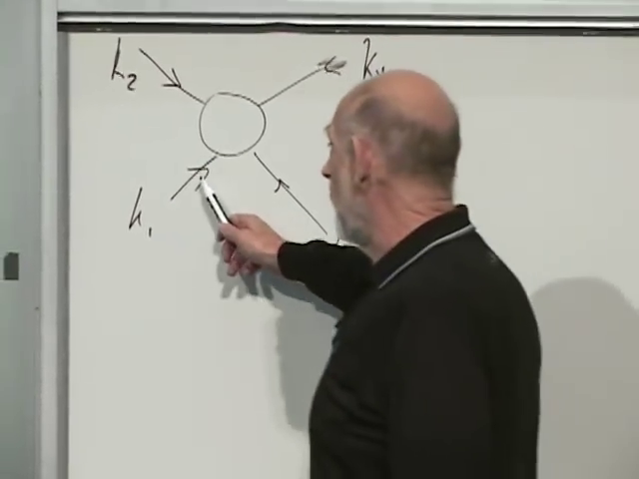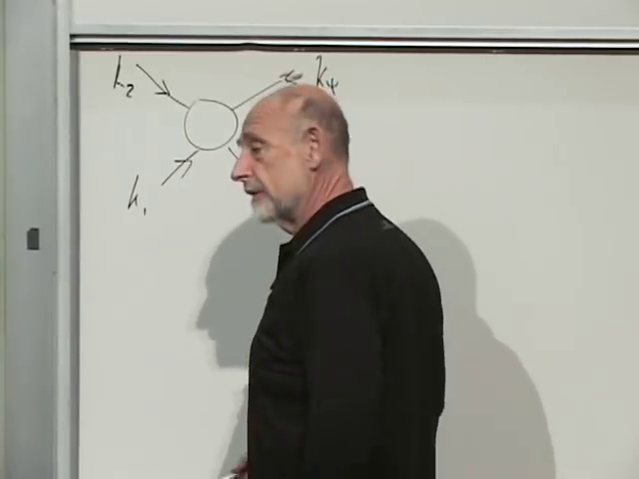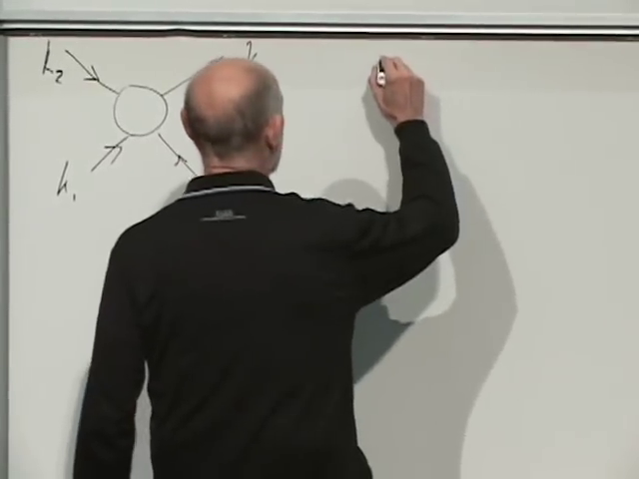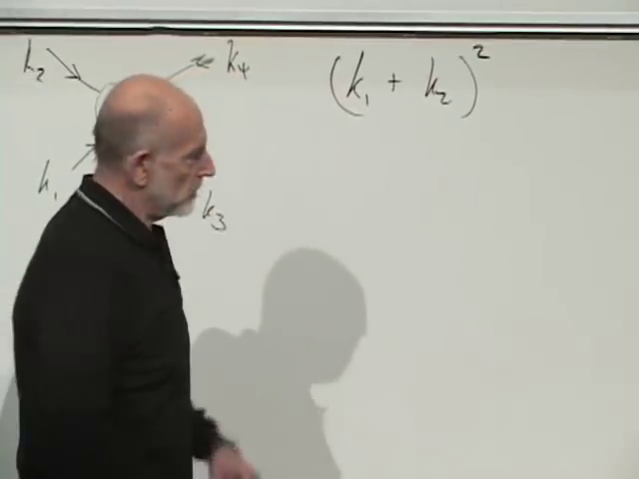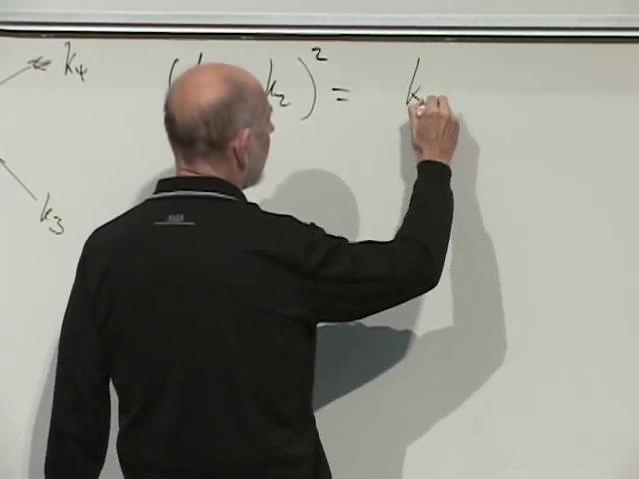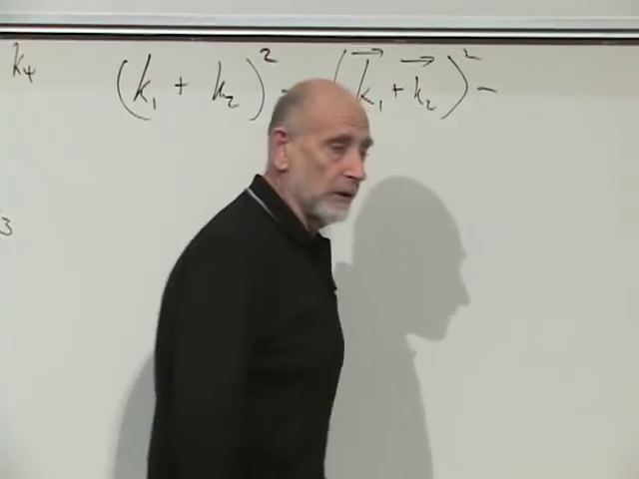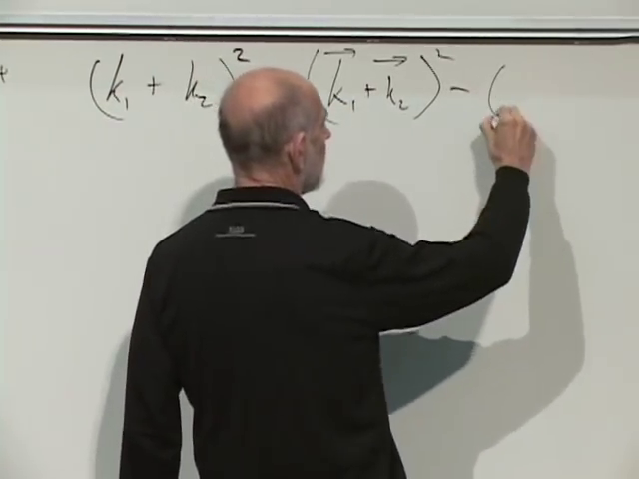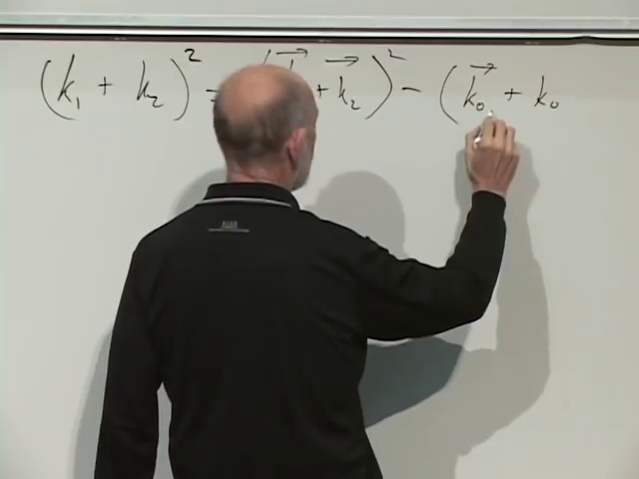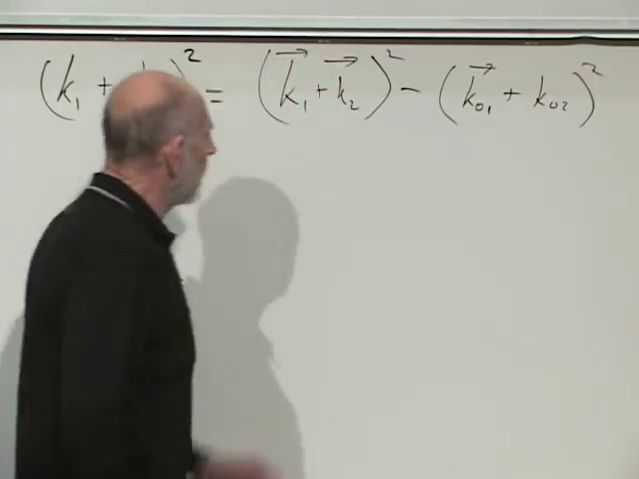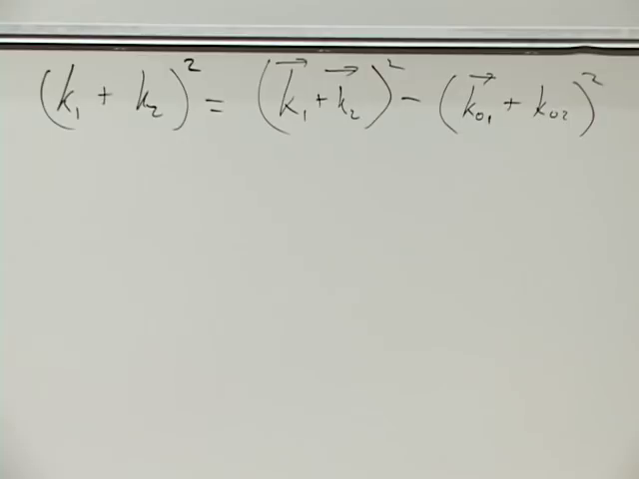But you don't have to be talking about K1 squared or K2 squared. You could be talking about K1 plus K2 squared, right? That's a good invariant. K1 as a four vector, K1 plus K2, squared. Now remember what that means. That means the space components of K1 plus K2, which I'll label with arrows, squared, minus the time component, which means the energies. Let's label them K0, K0 means energy. K0(1) and K0(2) squared. You sum the momenta, square it. You sum the energies, square it, and subtract. And that's called K1 plus K2 squared.